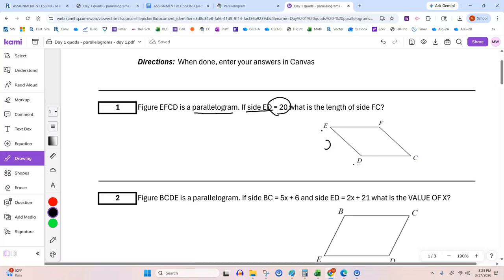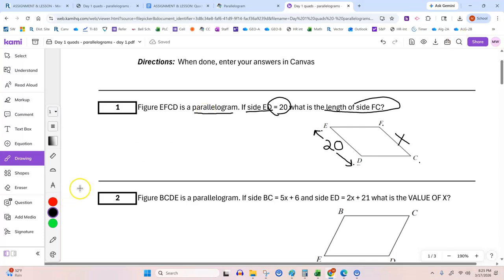So I'm going to go ahead and write 20 right there. That's how long it is from here to here. It's not an angle, that's the distance, okay? Maybe 20 inches, 20 centimeters. And then it's saying what is the length of FC, okay? So FC is going to be from here to here. So maybe I make that an X, okay?